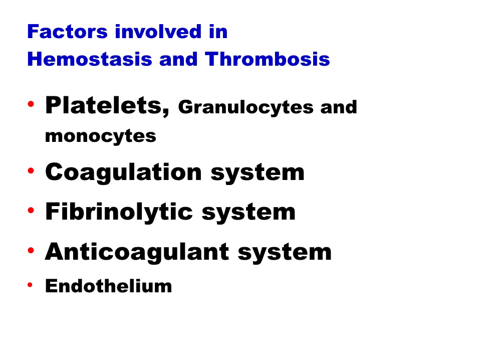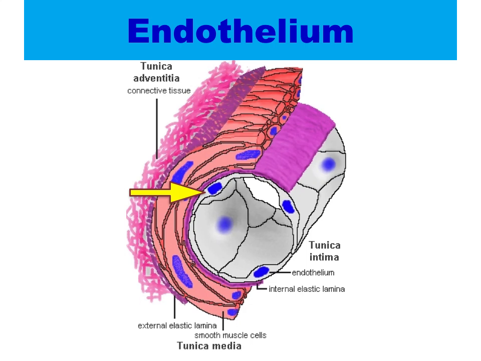So, putting it in another way, we have here the platelets. We'll be discussing this and we'll be looking at the coagulation system, the different factors that are found here, the fibrinolytic system, the anticoagulant system, and of course the endothelium that lines the vascular channels. This is a schematic diagram of a blood vessel, and as you can see, pointed here is the endothelium. It's composed of endothelial cells. They line the inner aspect of the vascular channel.